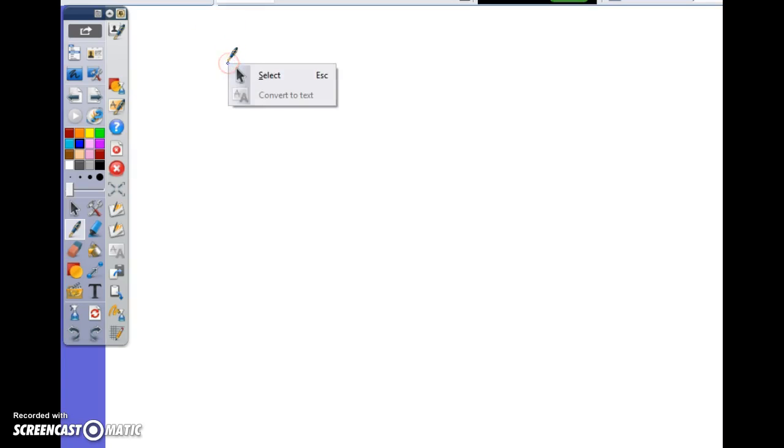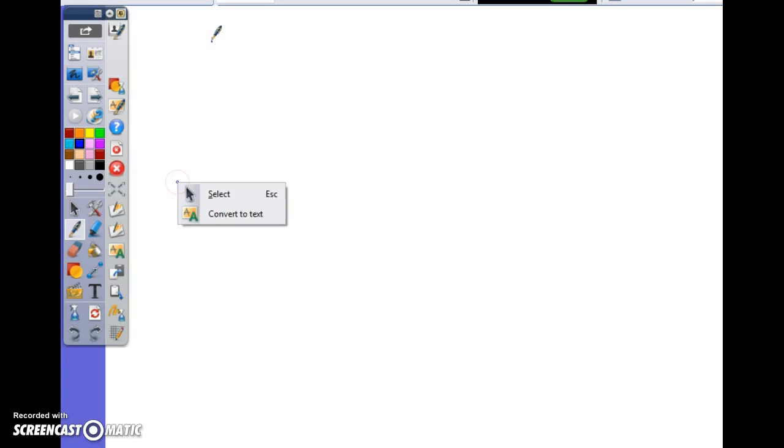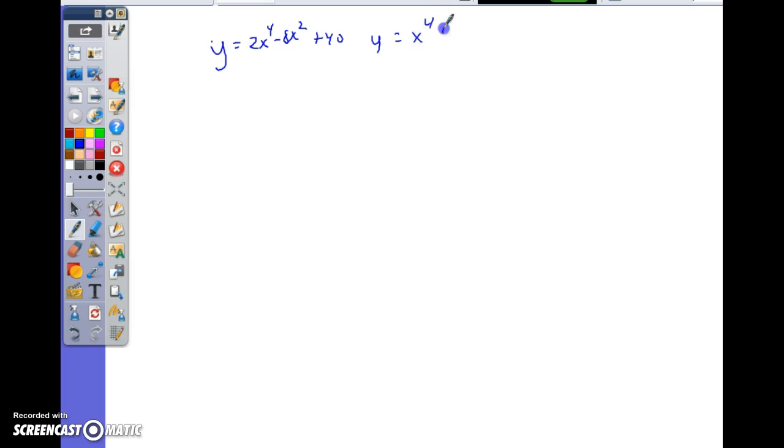Nope, you didn't. I just did all the positives and they didn't work. Y equals 2x to the fourth minus 8x squared plus 40. Agreed? No, that doesn't work out. Y equals x to the fourth plus 5x squared minus 4. So to equal each other, we get 2x to the fourth minus 8x squared plus 40 equals x to the fourth plus 5x squared minus 4.